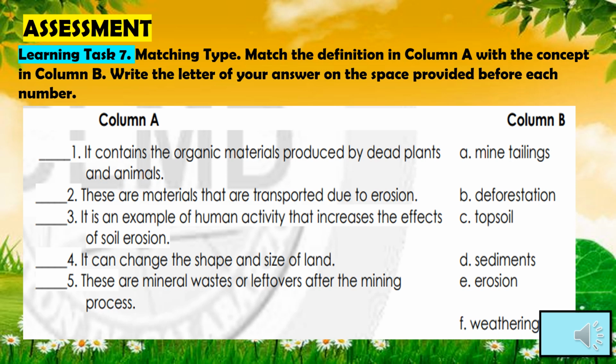And for letter B, we have A, mine tailings. Letter B, deforestation. Letter C, topsoil. Letter D, sediments. Letter E, erosion. And letter F, weathering.